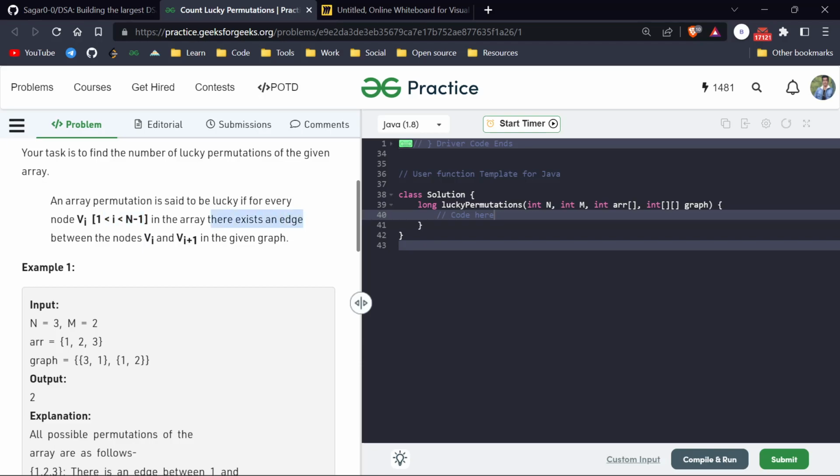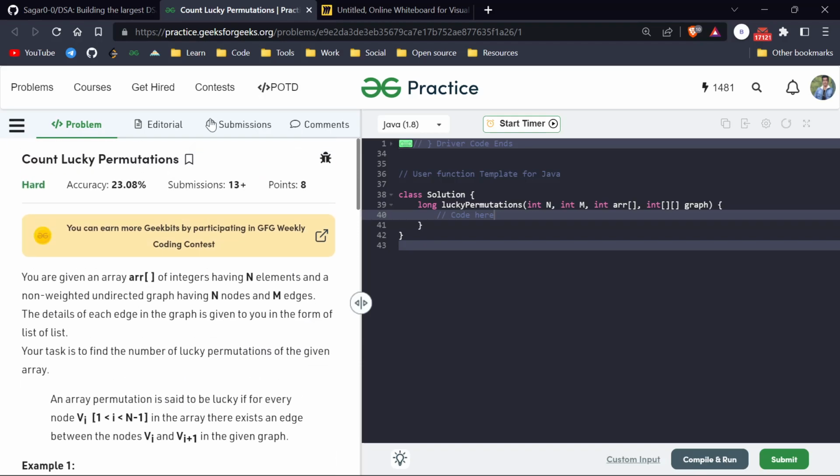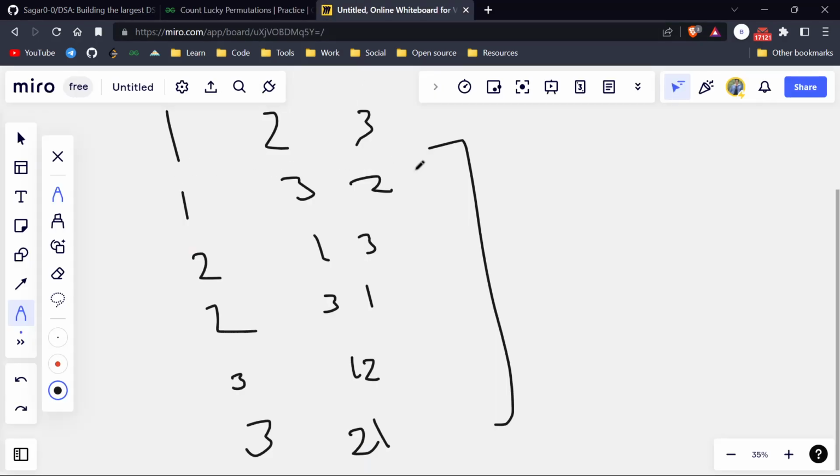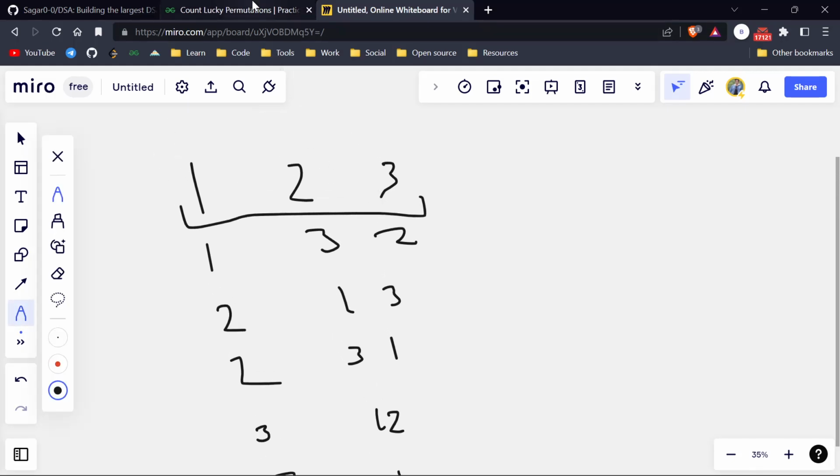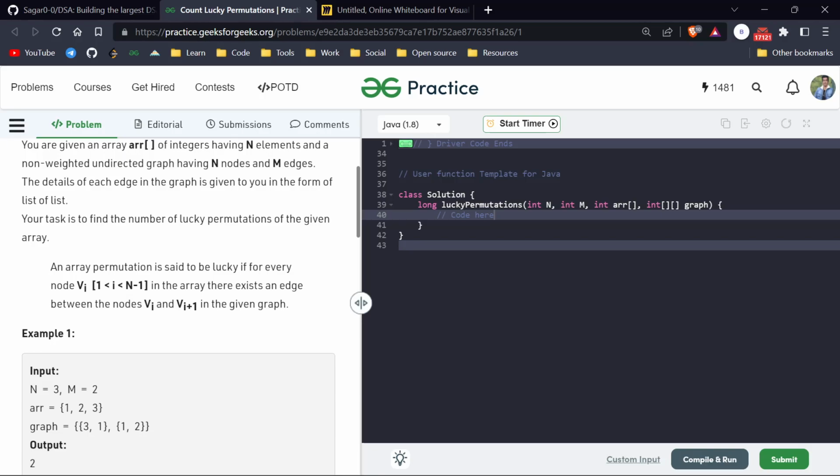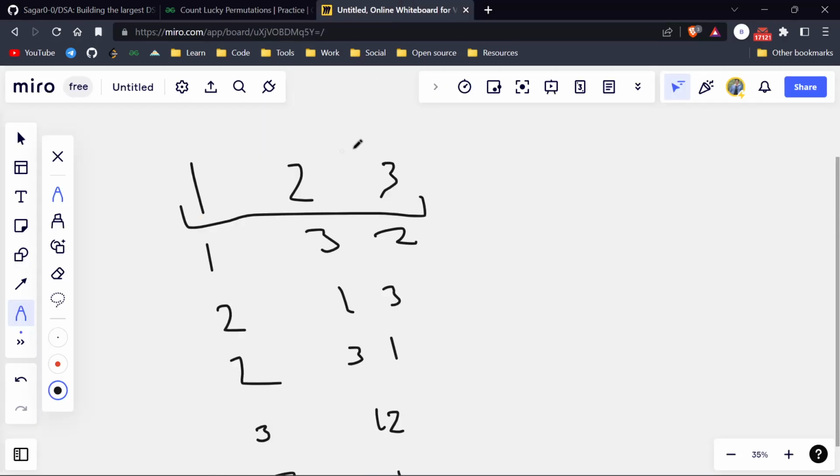And in the array, there is an edge between the nodes vi and vi plus 1. So what it is saying, let me just tell you. Suppose for this example, I am considering this array. In this permutation, is this a lucky permutation or not? In that, we have to say that there is an edge between every node and its next neighbor.